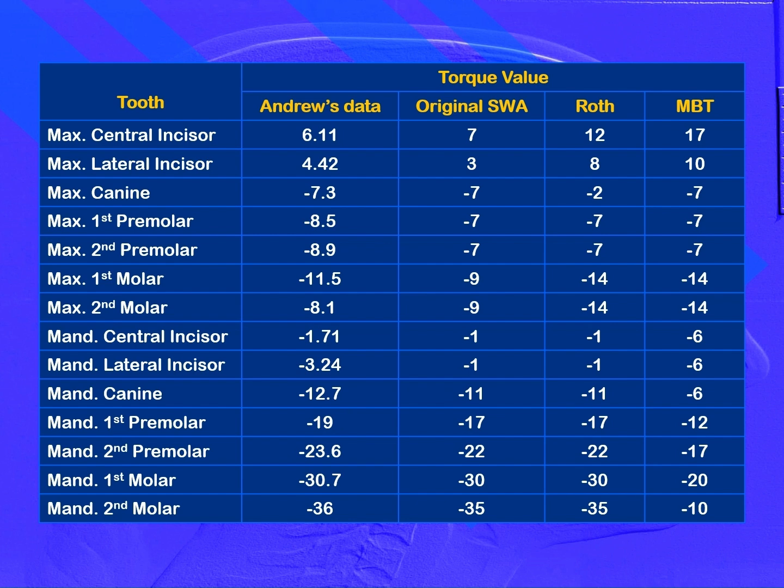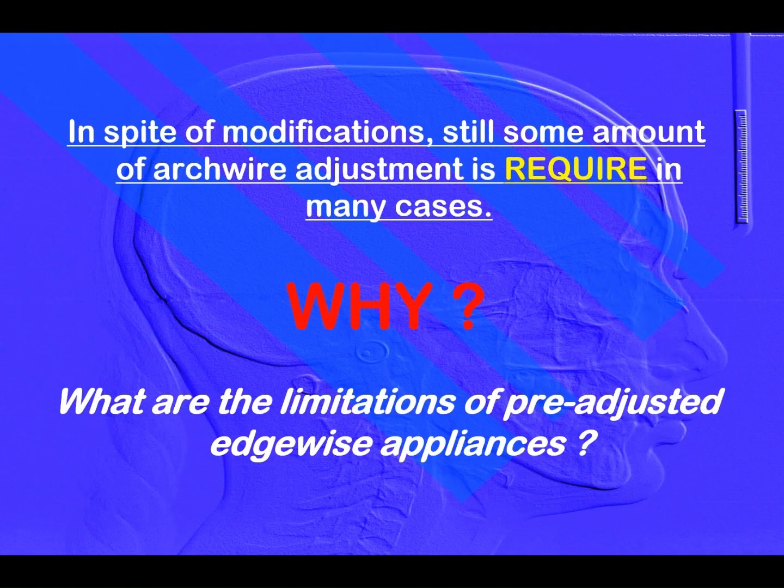These adjustments in tip and torque typically aim to achieve the ideal individual tooth position, better occlusion finish, and more appliance efficiency. In spite of all modifications in the bracket base and face, some amount of arch wire bending is still needed in many cases to achieve the ideal occlusion. So, why is additional arch wire bending needed? From here, we will discuss the various limitations of pre-adjusted edgewise appliances.